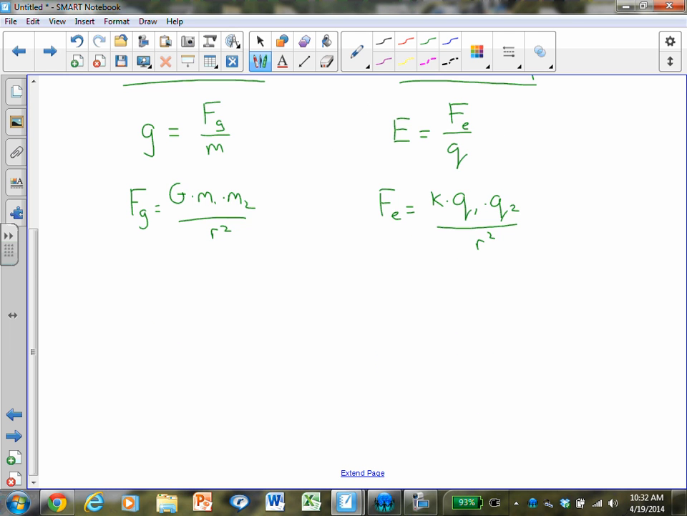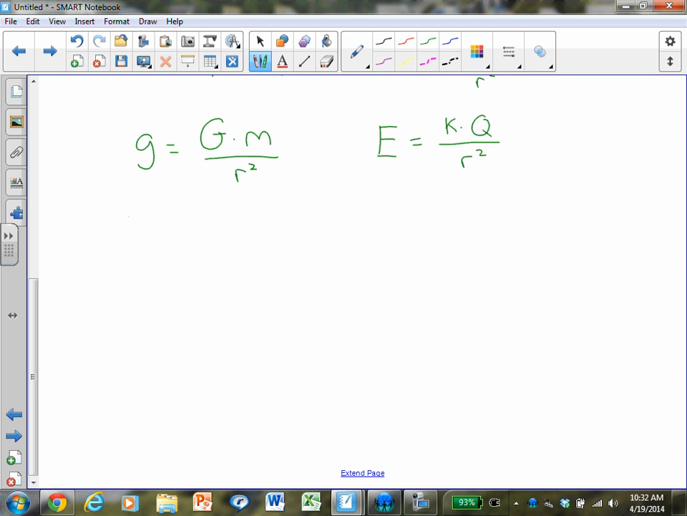And then if we take Fg here and divide it by m, we get big G times m over r squared. And the electrical field becomes, in the same way, k times q over r squared. Now for potential energy, we saw Ug was mg delta H.